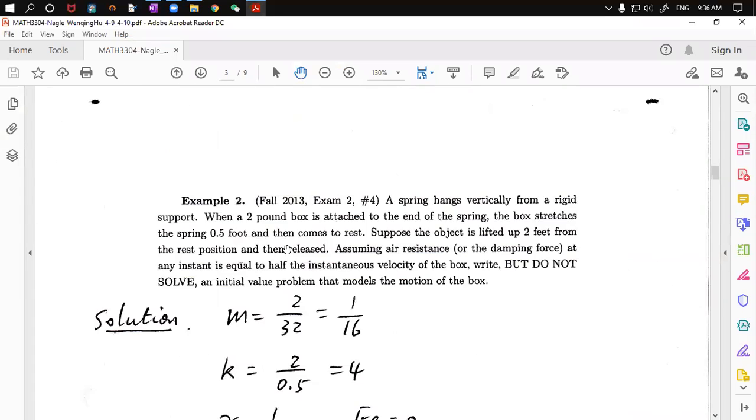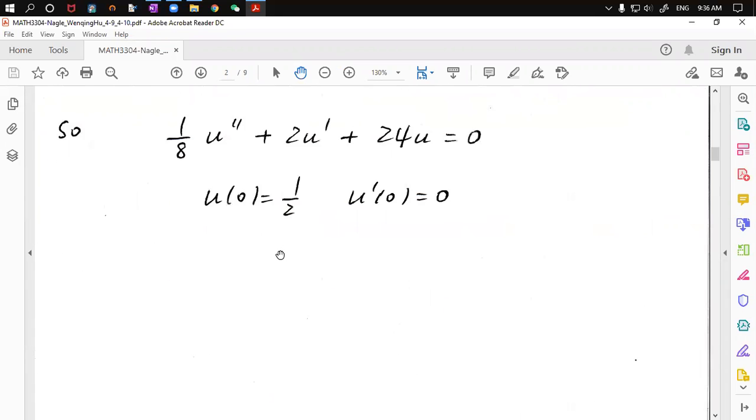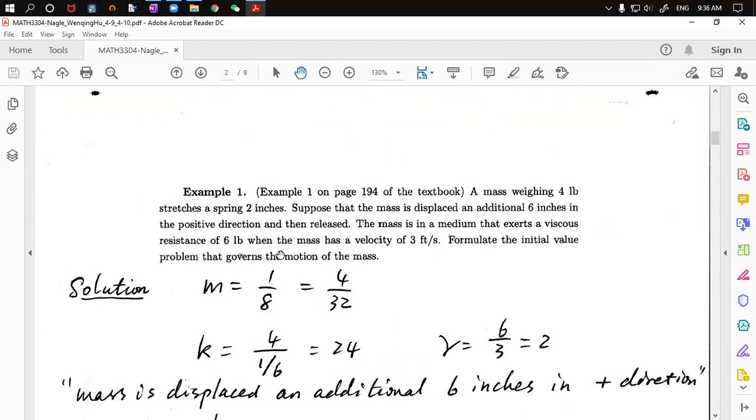Okay, so here I would like to show you some examples of what kind of problems you're going to encounter on your exams. On the exams, the problem is going to say something like this. So look at this problem. It says you have a mass whose weight is 4 pounds and stretches the spring 2 inches. The mass is displaced an additional 6 inches in the positive direction, then released. The mass is in a medium that exerts a viscous resistance of 6 pounds when the mass has velocity 3 feet per second. Can you formulate the initial value problem that governs the motion of the mass?